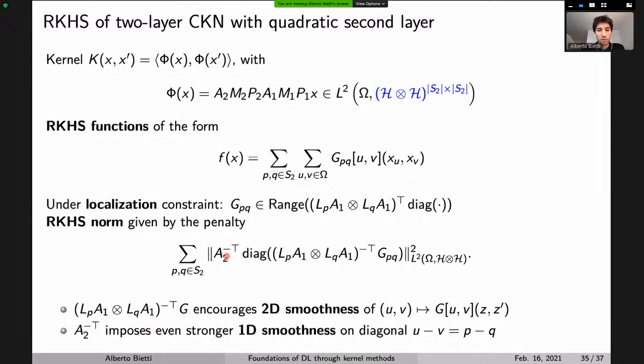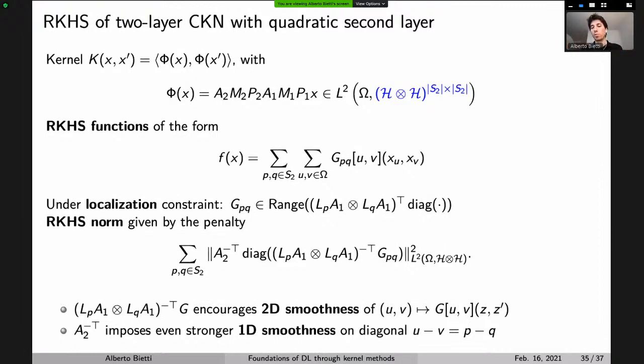And in contrast, the second layer, A2, which typically has a larger bandwidth because it's kind of a pooling layer, will actually look specifically at a given diagonal and impose a regularity that's a bit larger. Okay, so instead of having this 2D smoothness, you're encouraging something that's even more smooth, but only across one diagonal.